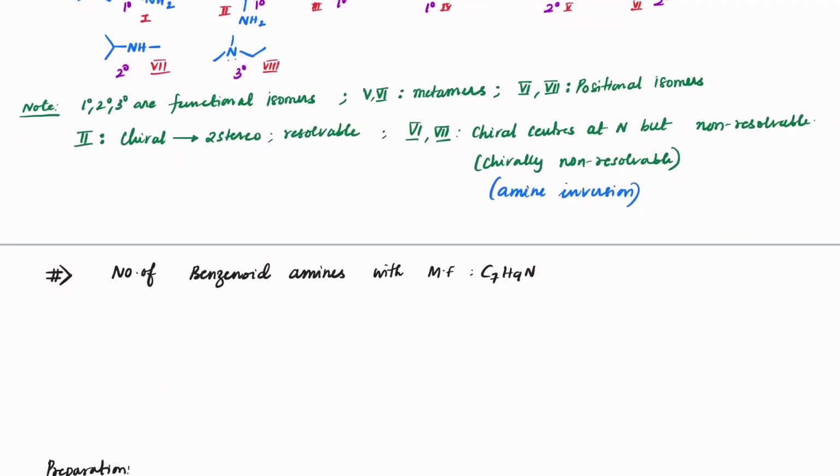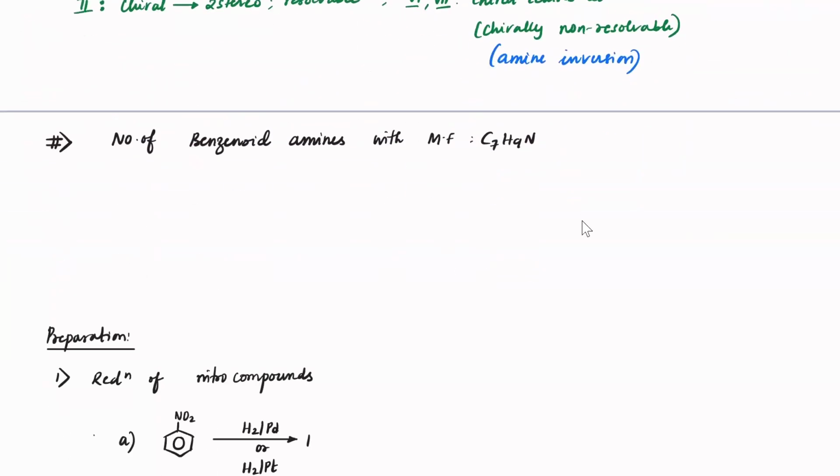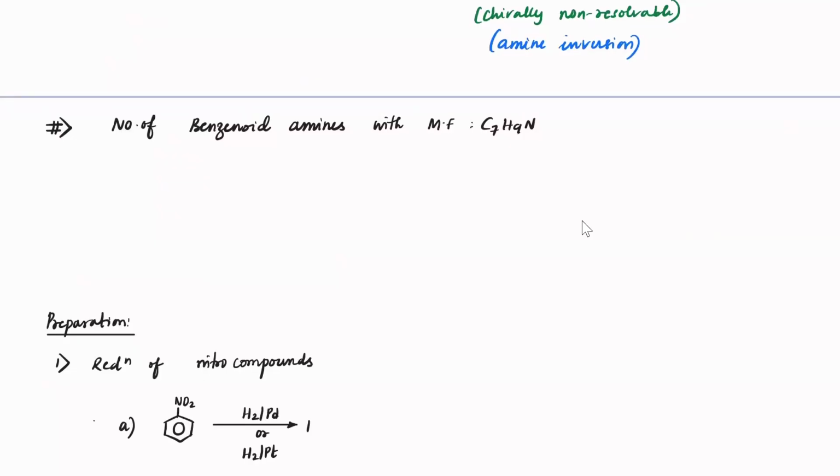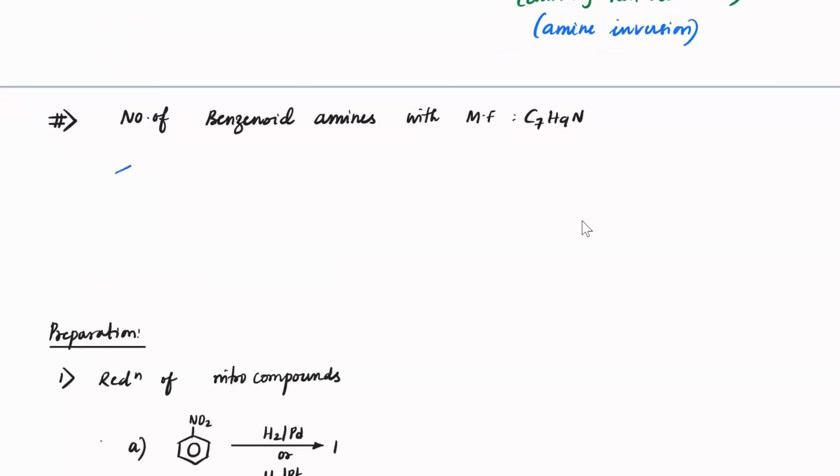How many benzenoid amines are there with molecular formula C7H9N? Let's see how many benzene forms we can make. Let me calculate the DOU here: 8 minus 8 by 2, so 4, which means other than benzene, we cannot have any other double bonds. So I can keep NH2 here and put one methyl group, CH3, which will go at ortho, meta and para. So this is one.